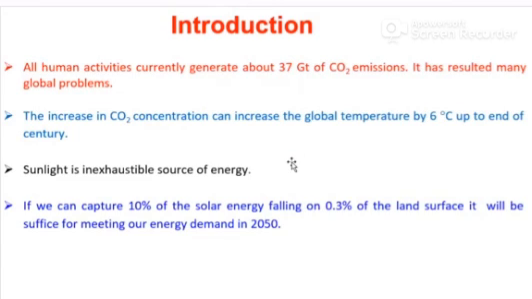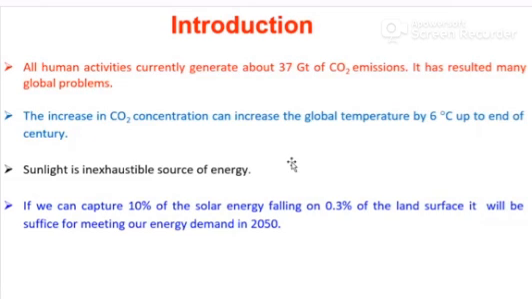So normally, because of human activities, a huge amount, about 37 gigatons, of carbon dioxide is being produced in our environment. It has resulted in many global problems like increasing temperature, rising sea level, melting of the polar ices, etc. If the process continues and carbon dioxide goes on increasing in the stratosphere, the temperature can rise up to 6 degrees by the end of this century.